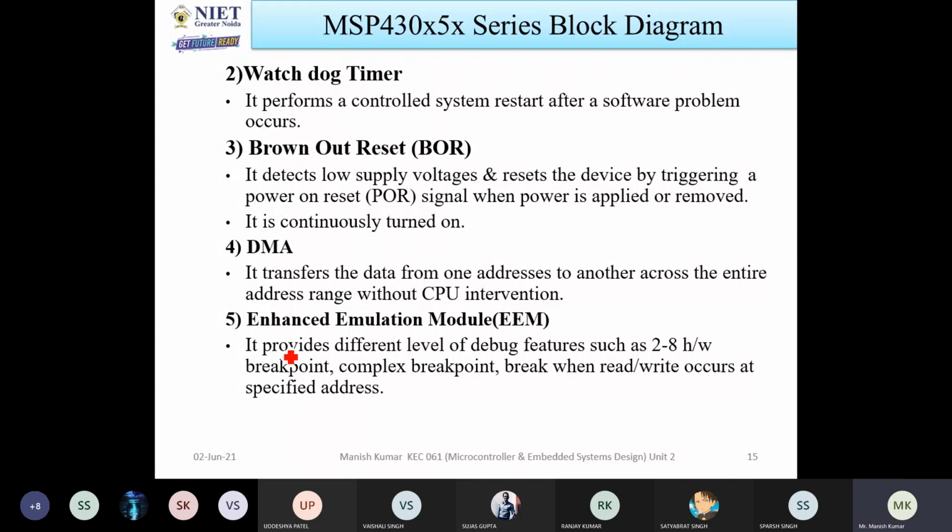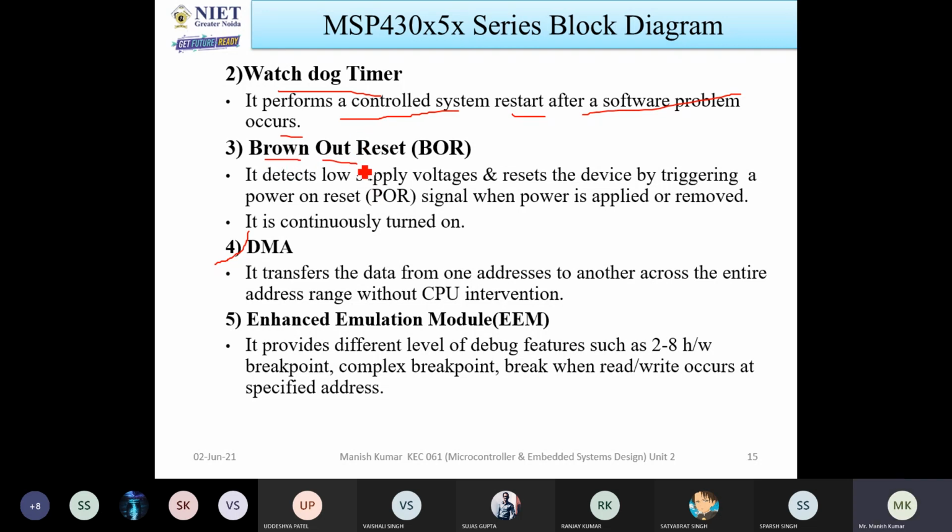So next is the watchdog timer. All of you know what the use of a watchdog timer is. The watchdog timer performs a control system restart after a software problem occurs. If any software failure happens with the system, the watchdog timer is responsible for restarting the system. And in 99% of cases, when you restart the system, all the software faults get corrected. तभी हम लोग के पास क्या होता है, जब भी कोई सिस्टम हैंग कर जाता है, then we are going for the restart or reset. Okay.